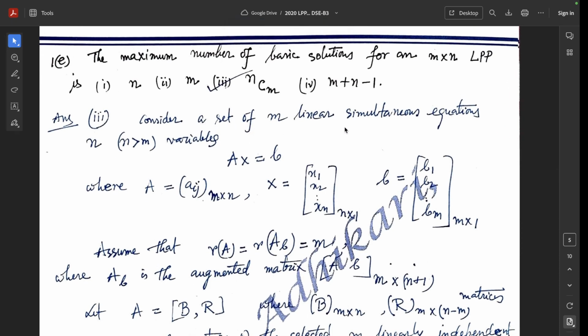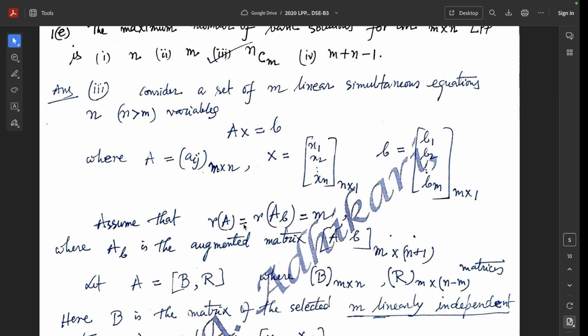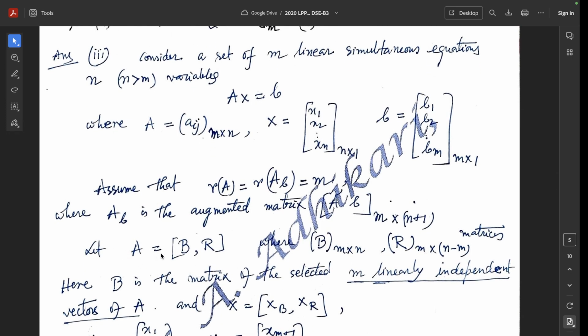Consider the set of m linear simultaneous equations with n unknowns, where n is greater than m. This is the matrix form Ax equals B, where A is the matrix Aij of size m by n, X is the column matrix n by 1, and B is the column matrix m by 1. Assume that the rank of A equals the rank of AB equals m. AB means the augmented matrix with A and B, and the size of this augmented matrix is m by n plus 1. And let A equal to this matrix B and R.